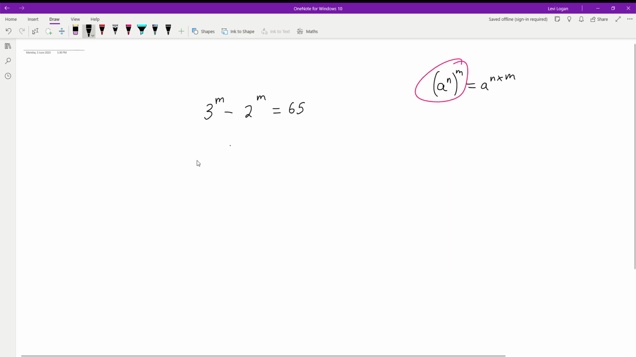So if we took all this, so 3 to the m, and raised it to the power of 2 over 2, and we subtracted and we raised all this to the power of 2 over 2, but we left the 65 by itself, let's say. So this is a valid statement.